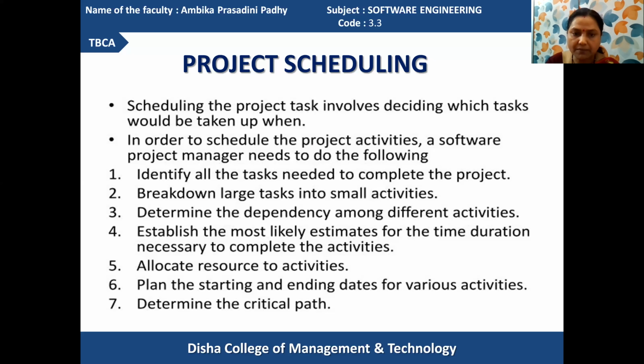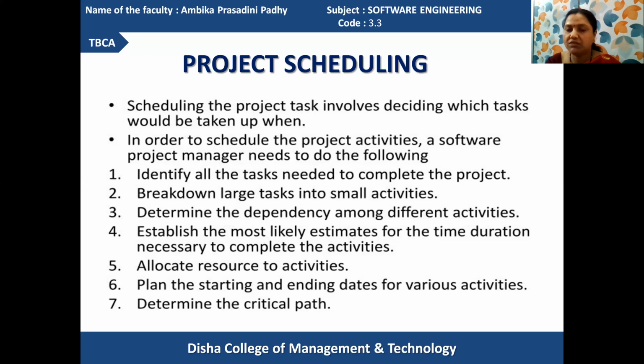Got it? After the fourth process of time duration estimation is over, the fifth part identifies the resources required for the activities to be performed. Allocate the resources to the activities so that they can execute their operations very well. Without utilizing the right set of resources, no module is going to provide a good result. Got it? Next, plan the starting and ending dates for various activities.